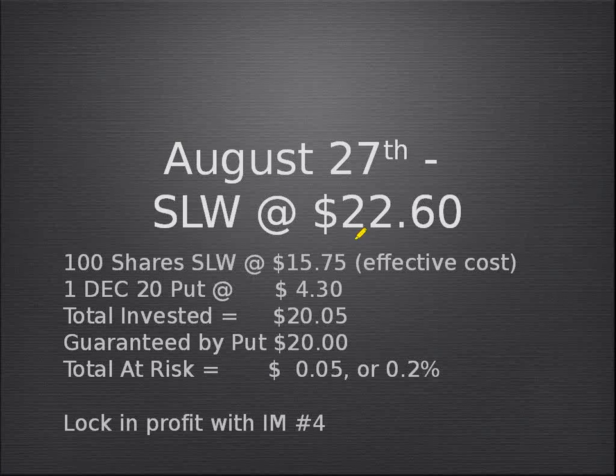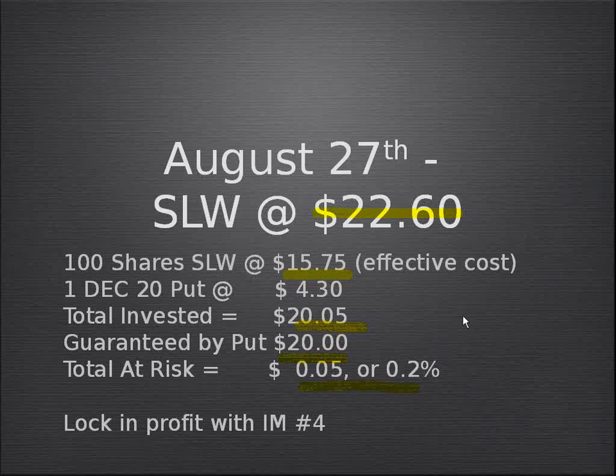Where do we stand right now? August 27th, Silver Wheaton is now at $22.60, and this is 2010, by the way. We have 100 shares with a new cost basis of $15.75. That's our effective cost per share. We did pay $17.20 for it, but then we sold the call for $1.48, so we reduced our cost basis to $15.75. Total investment is $20.05, guaranteed $20 back, so we're risking 5 cents, or 0.2% of our investment. Now I'm going to use income method number 4 to lock in profit.